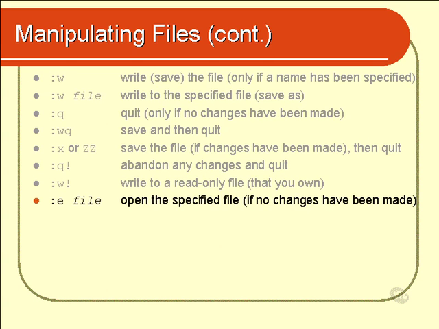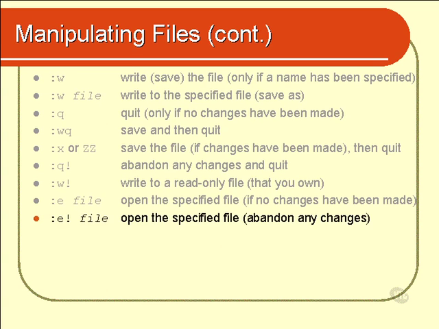If you want to edit another file, you've got to save the changes or abandon the changes in the first one. So if you want to open another file, use E space file, or if you want to abandon the changes, E exclamation mark space file.